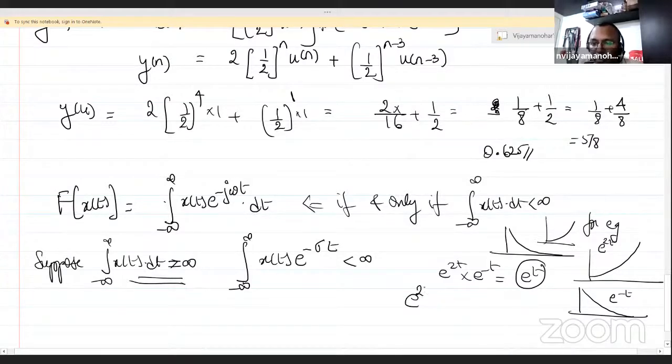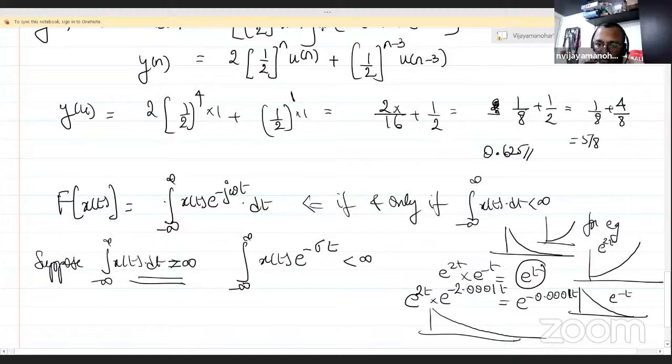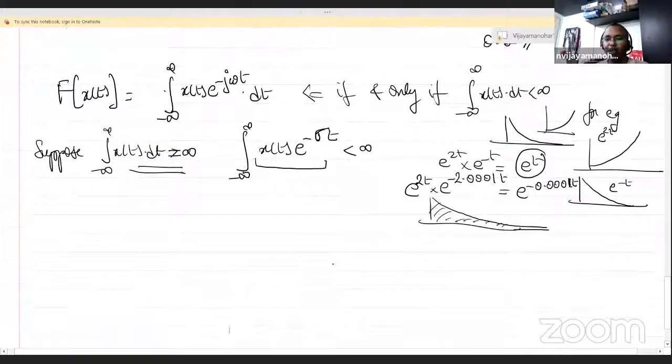Whereas if I multiply e power 2t with e power minus 2.00001t, the answer will look like e power minus 0.00001t. Now this signal is a converging signal. So I should pick such a value of e power minus sigma t such that the result is converging. Since this result is converging, I can take the Fourier transform of this result.